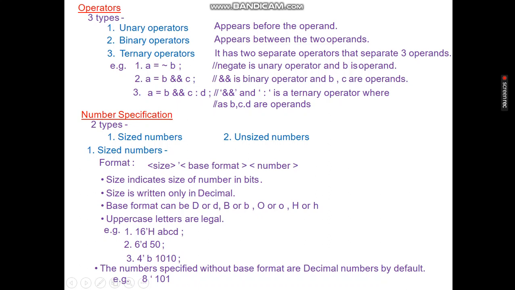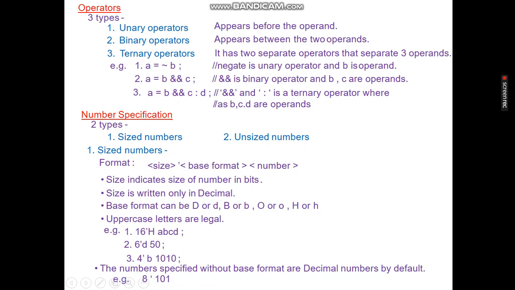Here the base format can be D for decimal, B for binary, O for octal, and H for hexadecimal number. Uppercase letters are legal in this number specification format. So in this way you have to remember the format of number specification for a sized number, that is, size, apostrophe, base format, and then the value of the number. Size is always in decimal. Base format shows the type of the number, whether it is binary, octal, hexadecimal, or whatever, and then the number's actual value.